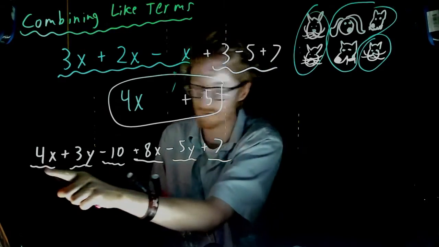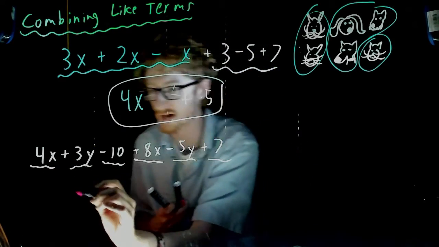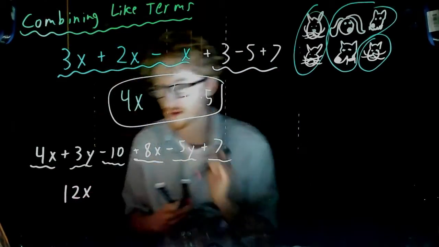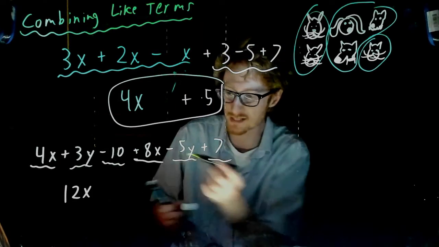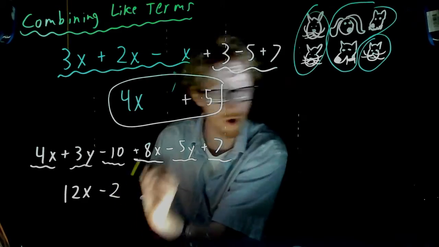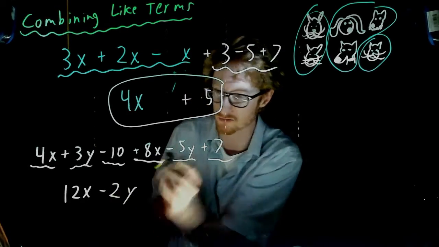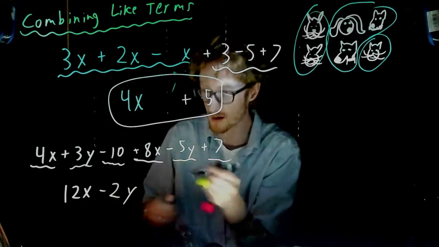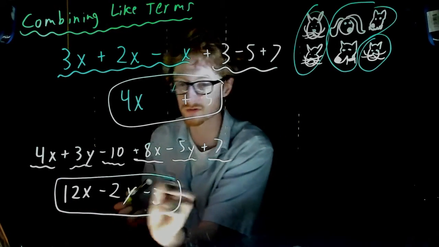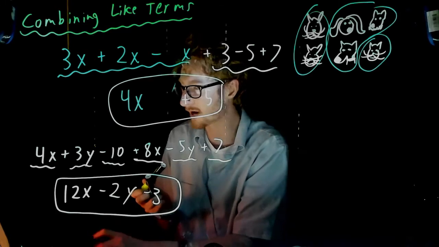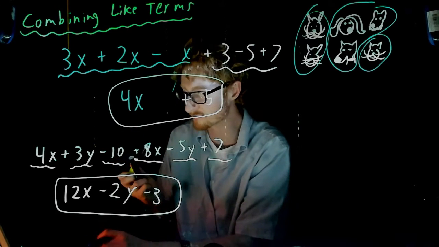So let's combine the x's. 4 x's plus 8 more, that's 12 x's. Then we have 3 y's, take away 5. So remember your number rules, okay? 3 take away 5 is negative 2, so negative 2 y's, right? And then negative 10 plus 7 is negative 3. So that's what this whole messy thing up here simplified down to. Hopefully that makes some visual sense, okay?